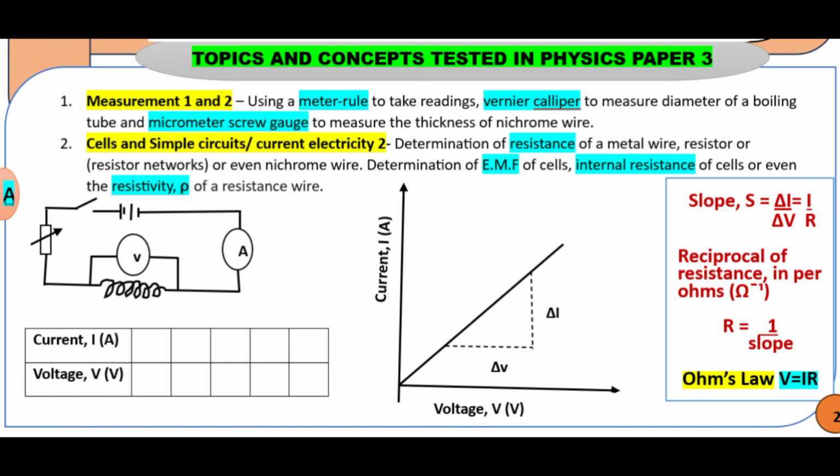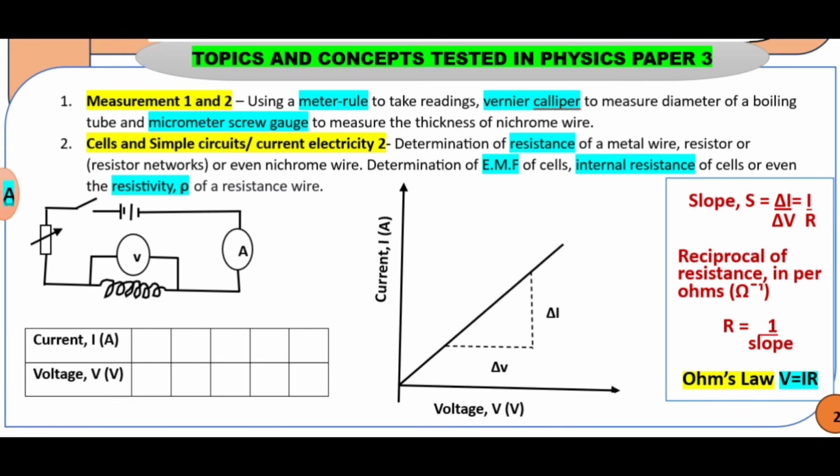Let's go to the second topic, cells and simple circuits, and also current electricity 2. Cells and simple circuits is in Form 1, while current electricity 2 is in Form 3. So in this case, we'll be looking at 4 practicals on electricity. These are the major practicals. So, and in this case, it's important to note that the concepts tested in these 2 topics are 4. Number 1, to measure the resistance of a metal. Number 2, to measure the EMF of cells. Number 3, the internal resistance. And lastly, the resistivity. So we have the resistance, we have the EMF, the internal resistance, and lastly we have the resistivity.